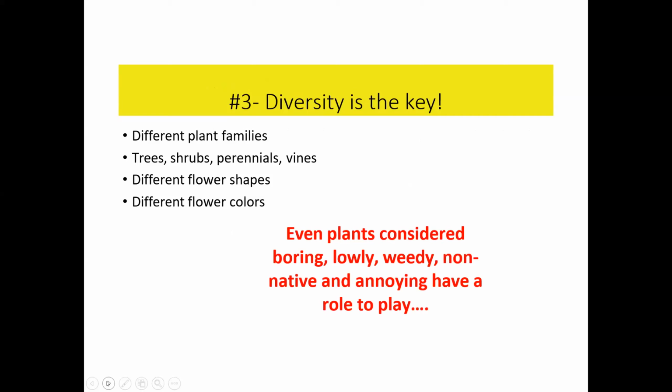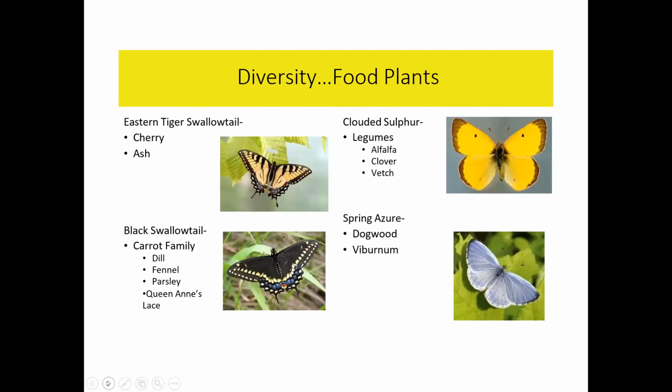So number 3 is to think in terms of diversity. Plant different plant families, plant a combination of trees, shrubs, vines, and perennials, get different flower shapes and different flower colors. Even plants that are considered boring, lowly, weedy, non-native, and annoying have a role to play in the environment. And in the next slide, we're going to go through some popular butterfly and moth species and what they are attracted to. So we're going to talk in terms of food plants, okay?